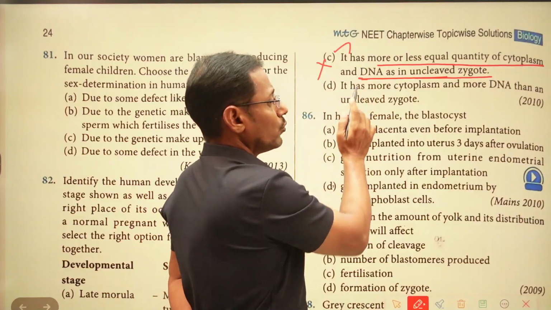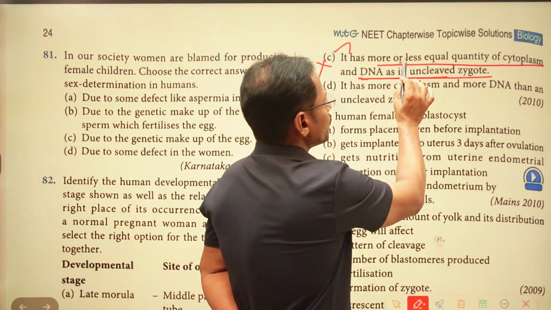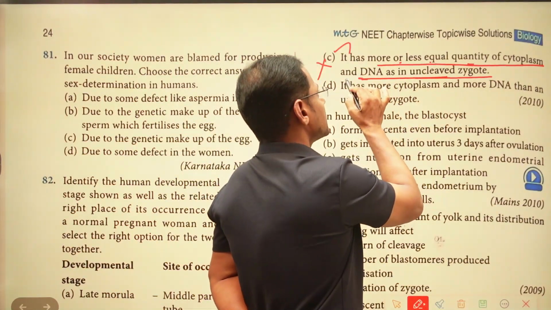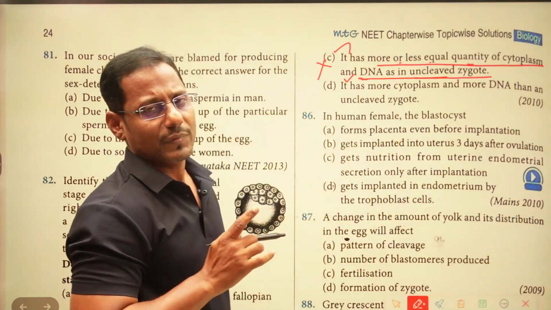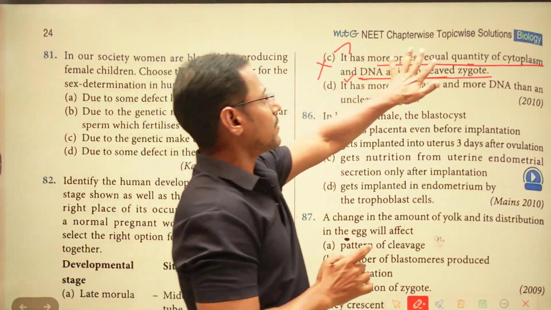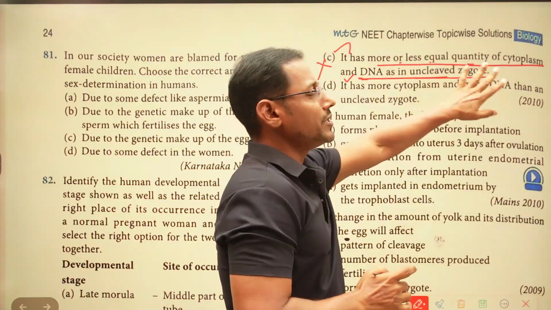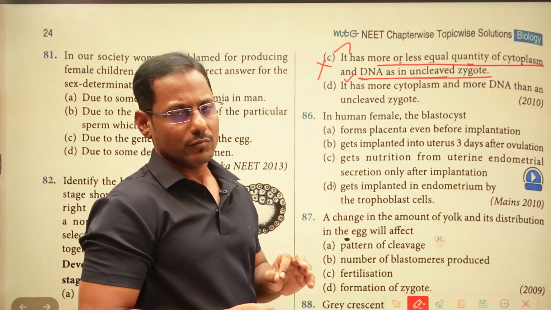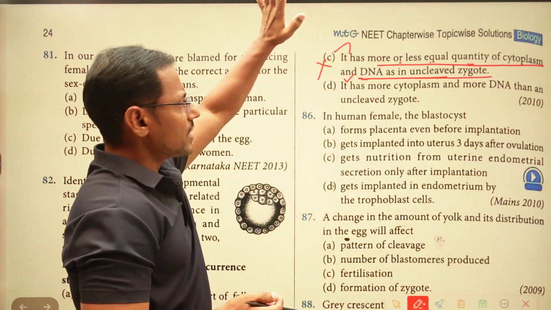What is the statement given here? It has more or less equal quantity of the cytoplasm and DNA. In the sense, whatever applies to the cytoplasm applies to the DNA also, right? So this is also a wrong option.